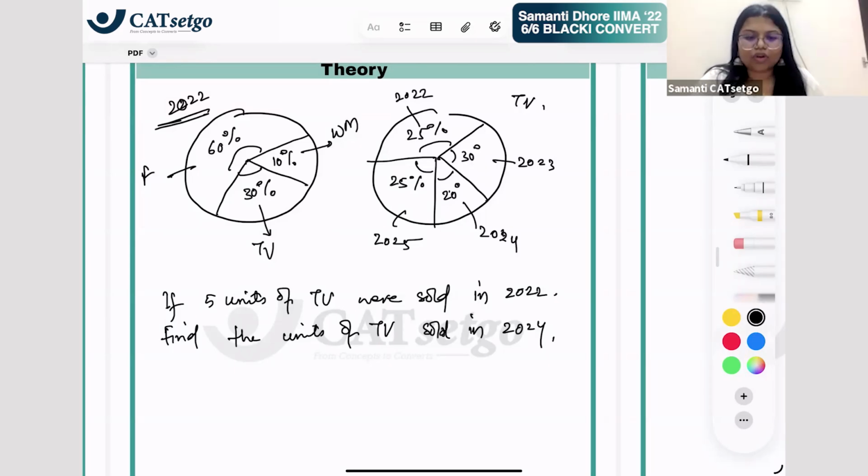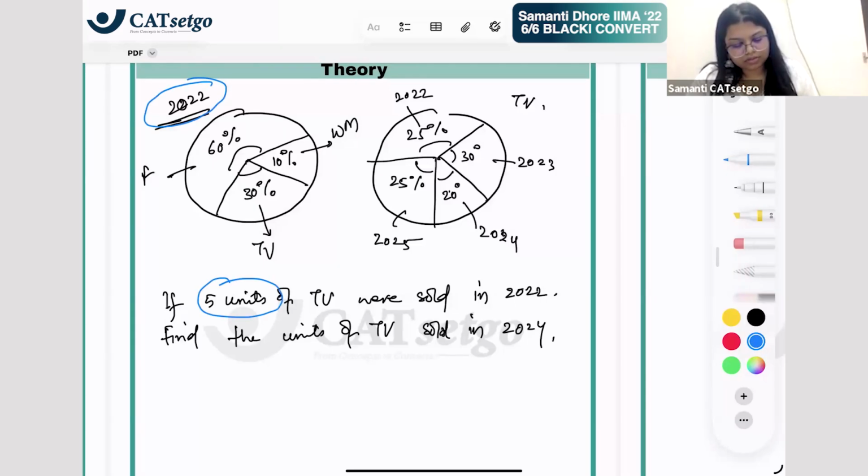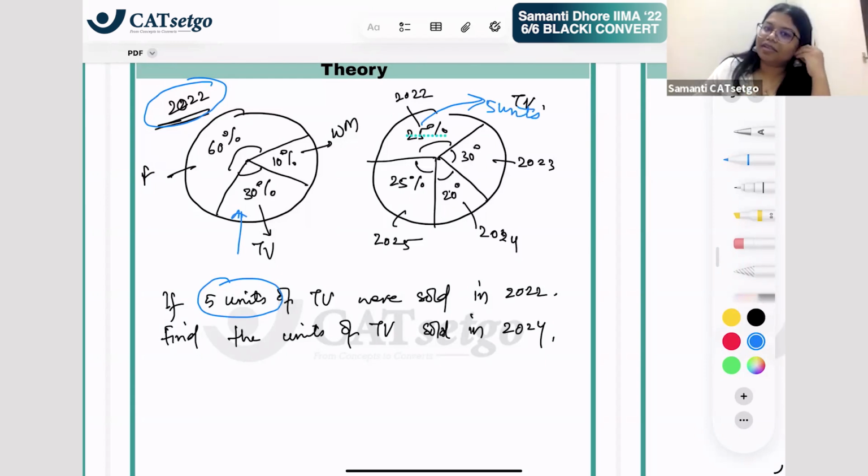कैसे करेंगे सॉल्व? बताओ, हु सॉल्व दिस? कैसे करना है इसको? So how do we solve this is, we understand that, okay, in 2022, 5 units of TV were sold. Okay, if 5 units of TV were sold means यहाँ का 5 units. 5 units is 25%. So what's the total? 5 units equals to 25% of total. That is 1/4 of total.